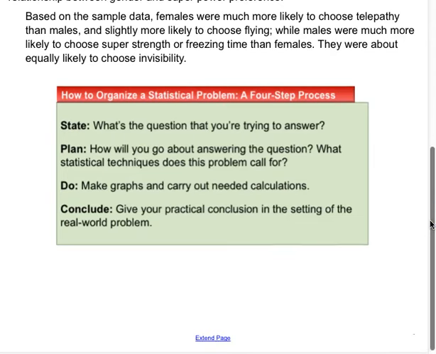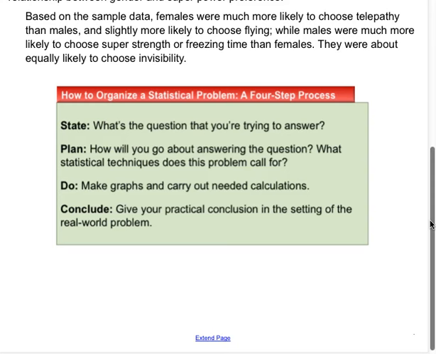All right, now, four-step process. Right now, it's just kind of an introduction to what the four-step process looks like. Come second semester is when this becomes utterly, utterly important, okay? So, the four-step process: state, plan, do, conclude, okay?